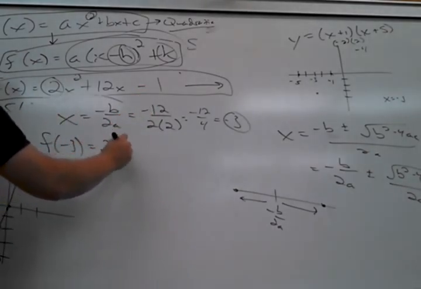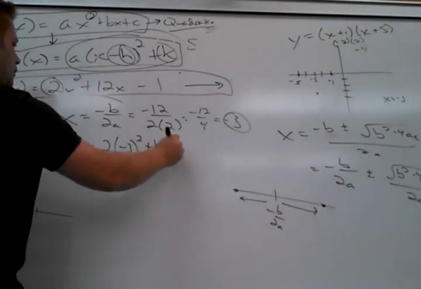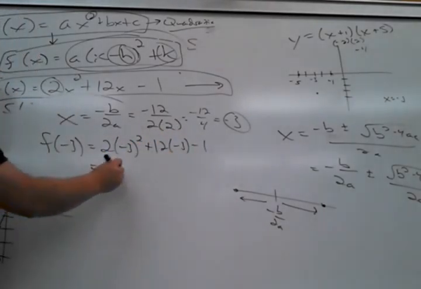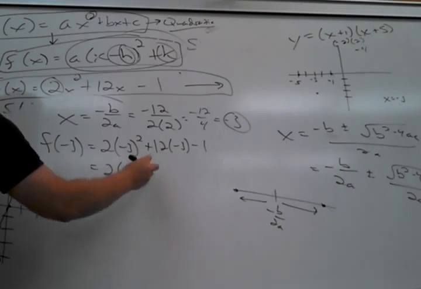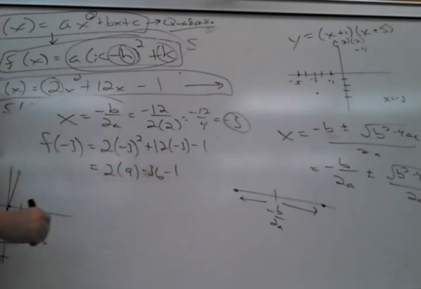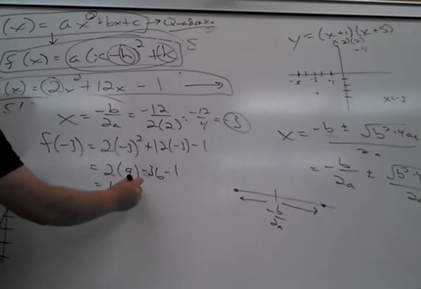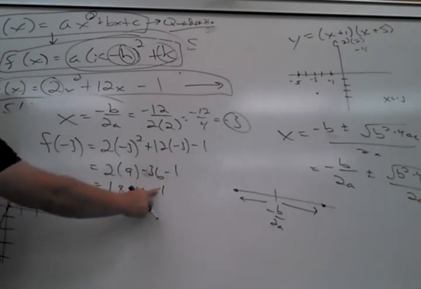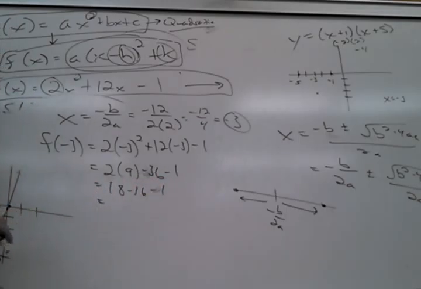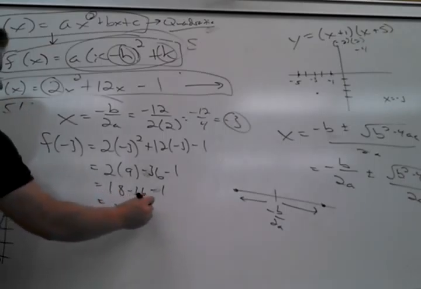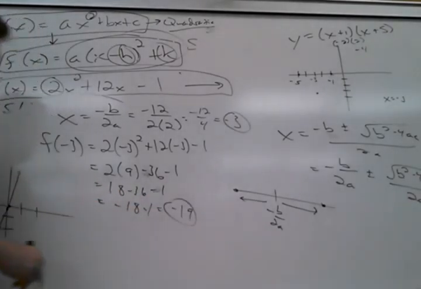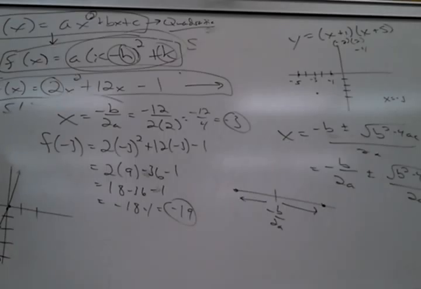2 times 9, and 12 times negative 3. So you get twice 9 plus, minus 36, minus 1. You get 18 minus 36 minus 1. 18 minus 36 is negative 18. Minus 1 is negative 19. The thing we got earlier, right? That's negative 19. Yes. I know that's easier, but it's a shortcut.